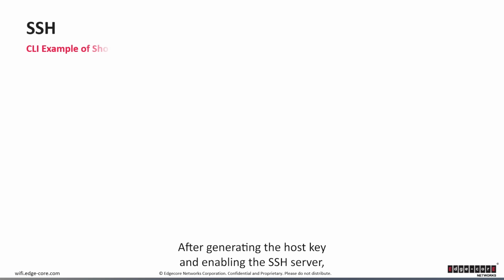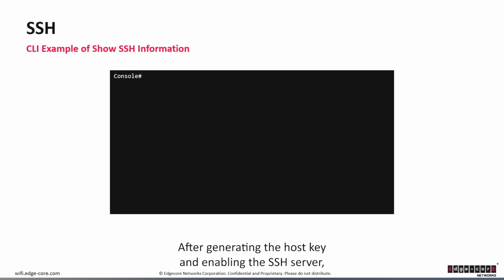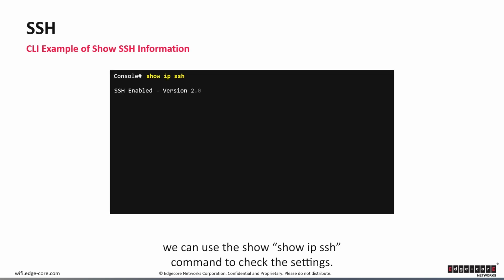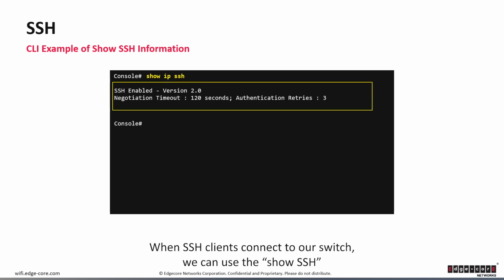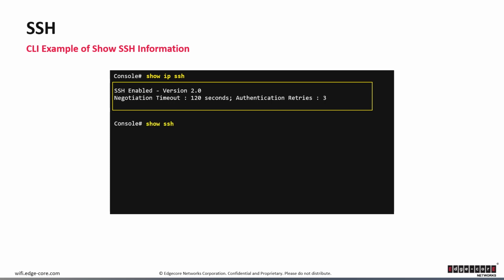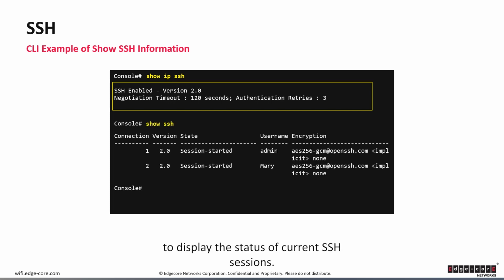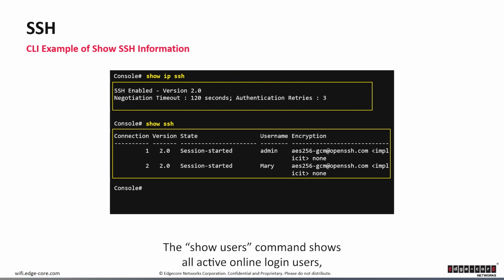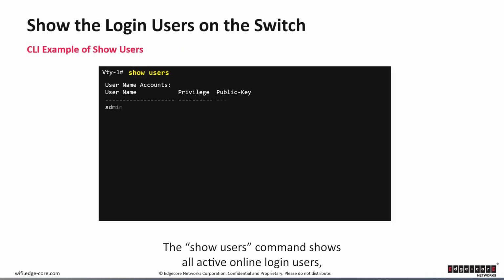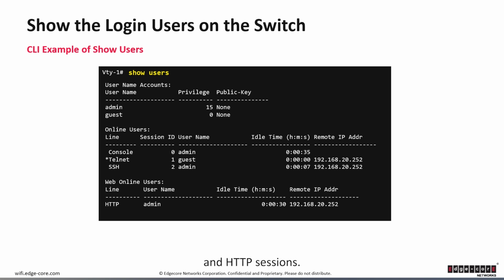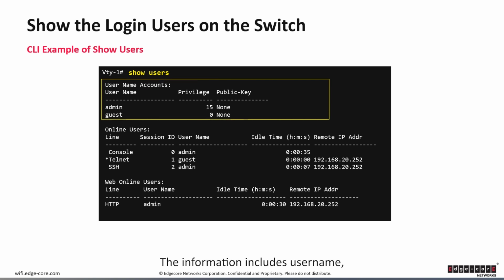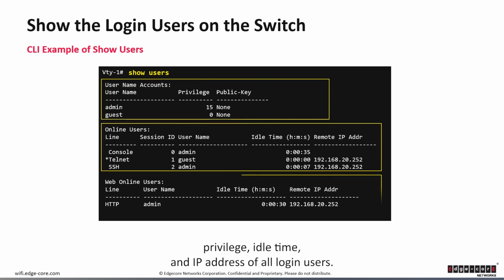After generating the host key and enabling the SSH server, we can use the show ip ssh command to check the settings. When SSH clients connect to our switch, we can use show ssh to display the status of current SSH sessions. The show users command shows all active online login users, including console, Telnet, SSH, and HTTP sessions. The information includes username, privilege, idle time, and IP address of all login users.